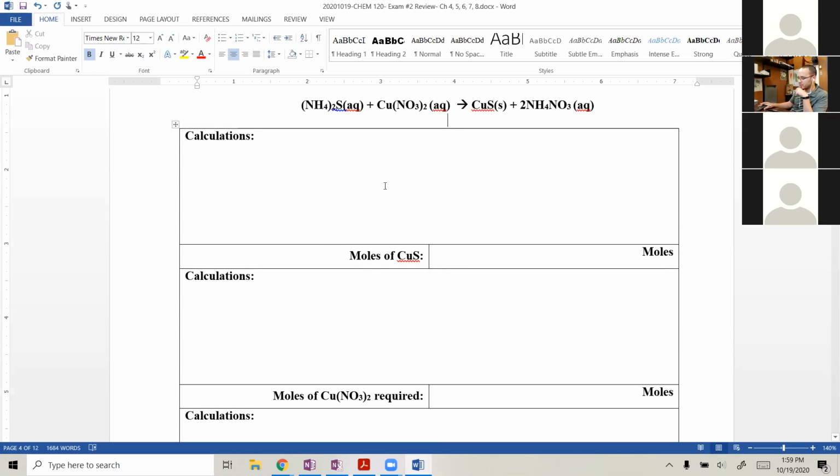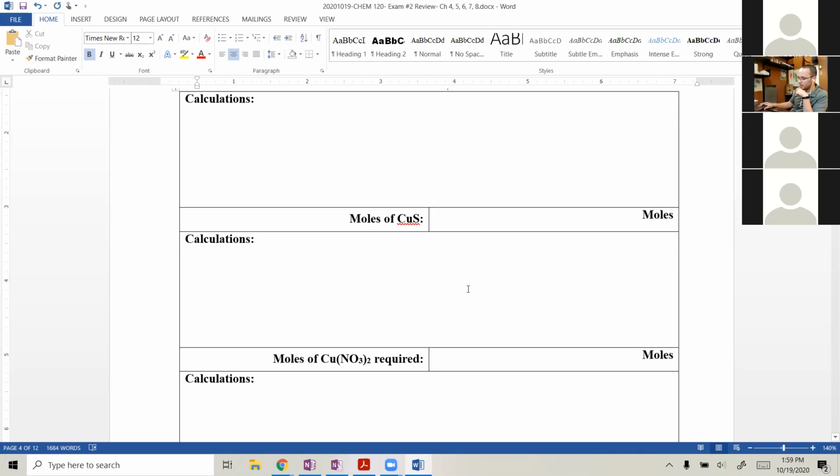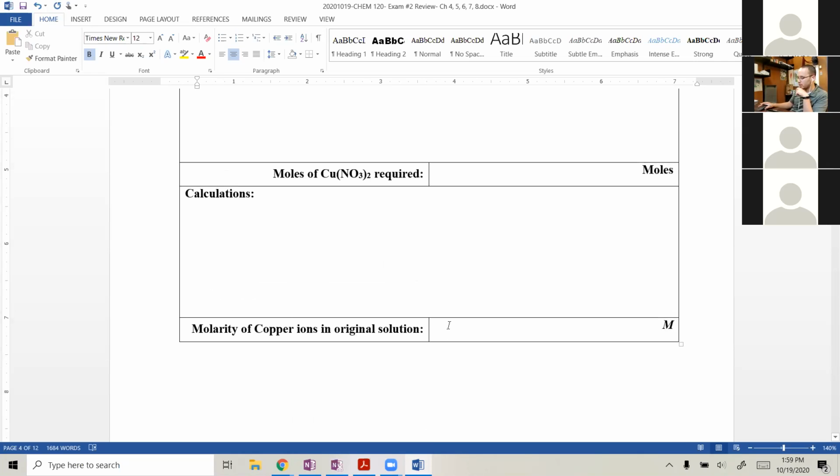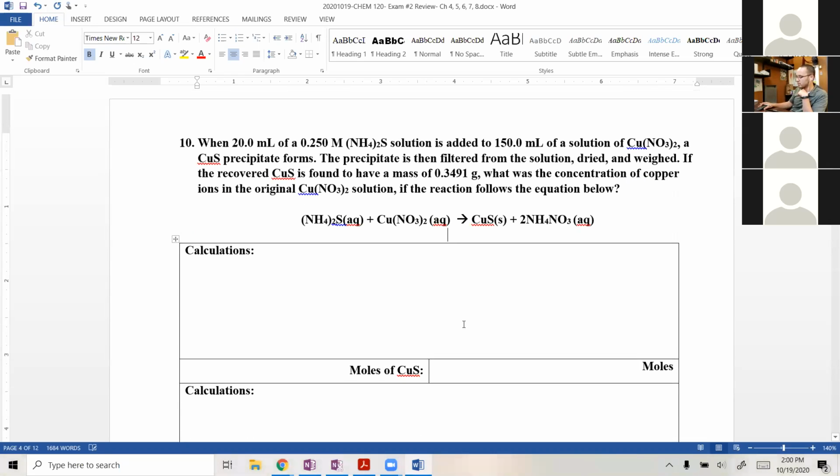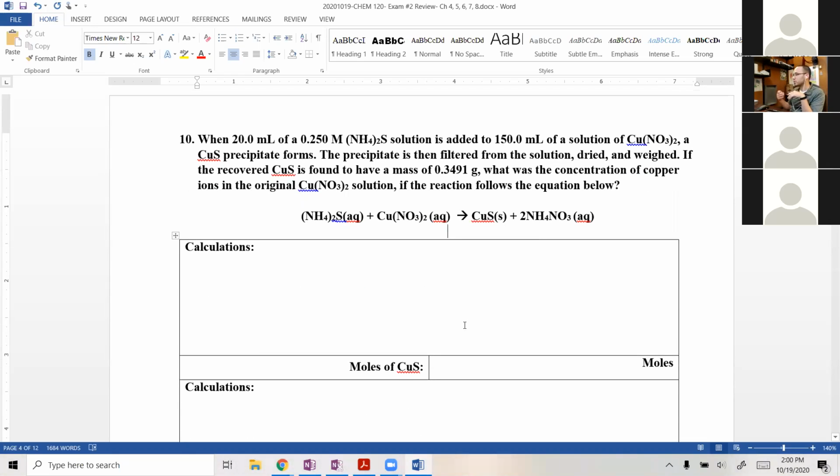And so it's asking us for the moles of our copper sulfide, so we can turn that into moles of the copper nitrate that's required, and then we can get to the molarity of the copper ions. So it works your way through a little bit. In some ways it can be helpful, it gives you some scaffolding, but in other ways you want to make sure that you figure this part out. So this document's not up yet, right? This is still something that I'm piecing together, and then I will put that up in your exam number 2 review, which should go up hopefully tomorrow, okay?